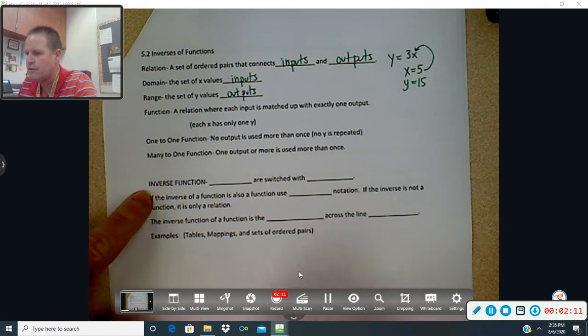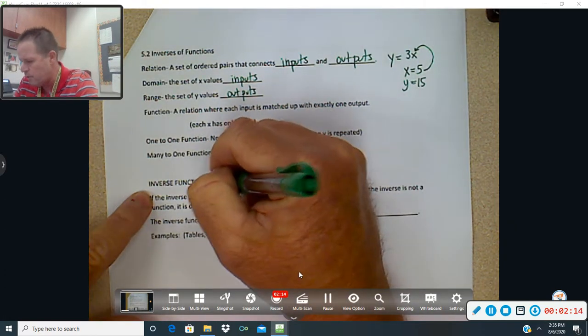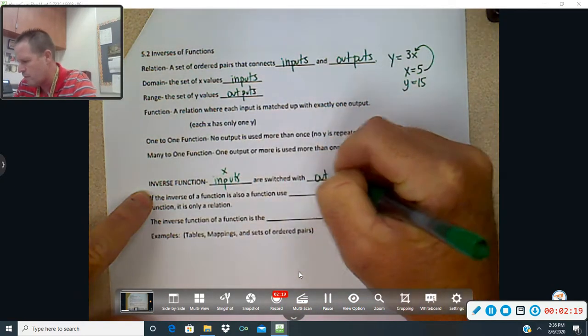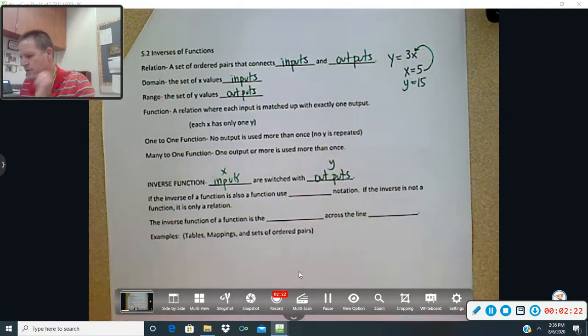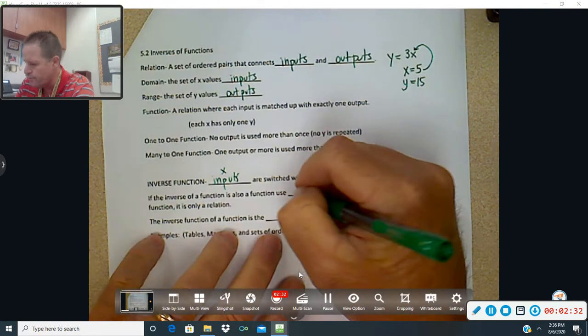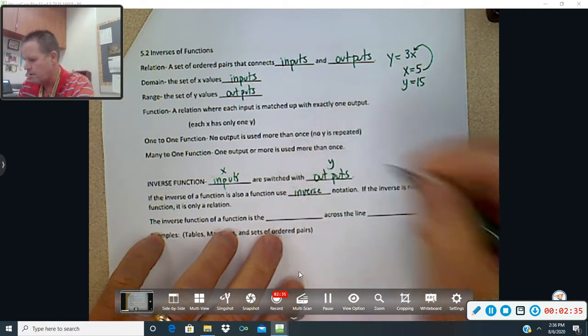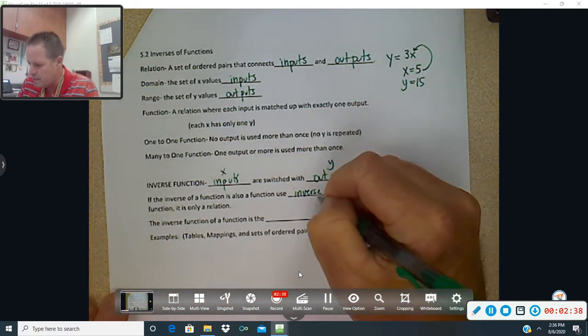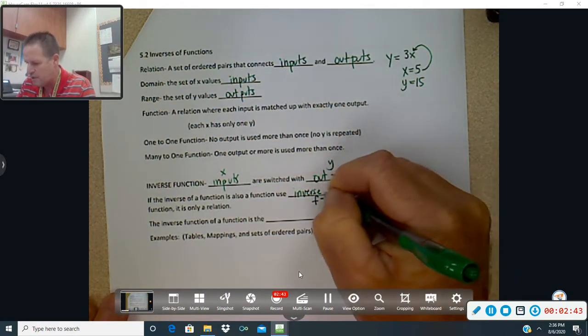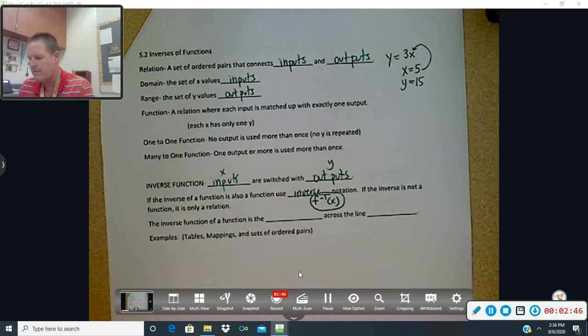Now an inverse function is where inputs, those are your x's, are switched with outputs. Those are your y's. So your x's and y's are going to be switched. Now, if the inverse of a function is also a function, you're going to want to use inverse notation. Now, what is inverse notation? You write this f to the negative first of x. You're going to see that a little bit along the way. So that might not be something you've seen much of yet. That's probably a new thing to you.